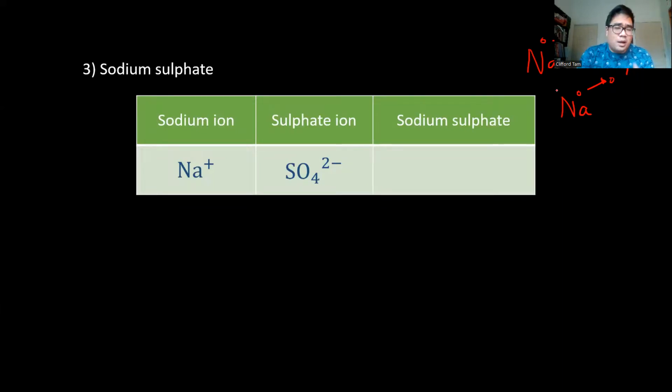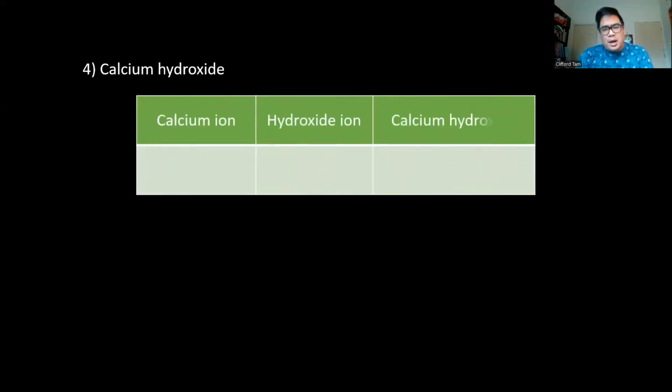After you figure that out, you're like, wait a minute, it's very simple in the way that it acts. I know that I need 2 sodiums, 2 Nas for every 1 SO4, which means that in the end, my final compound is Na2SO4. Okay, so I thought I would stop there, but let's do one more together.